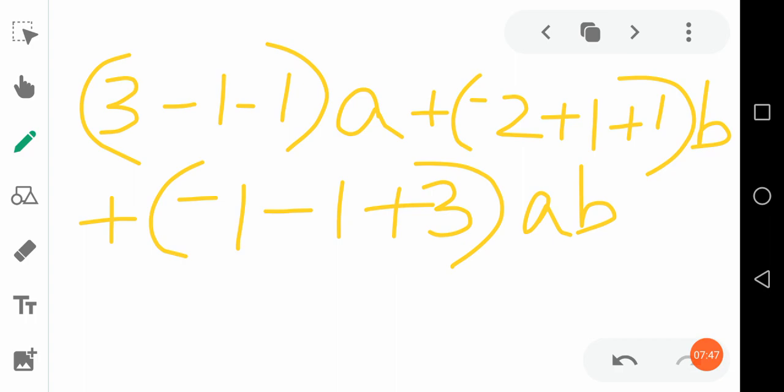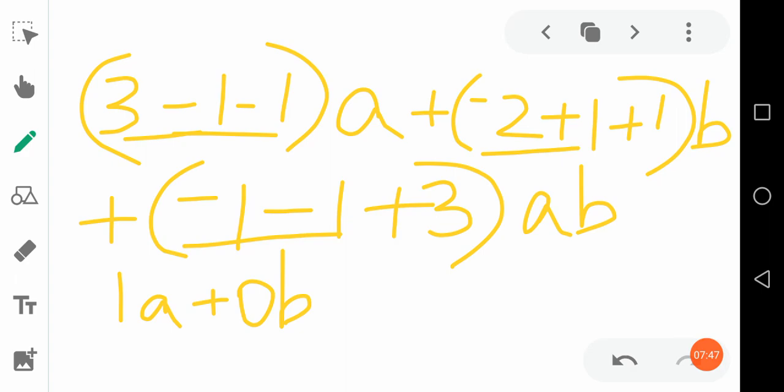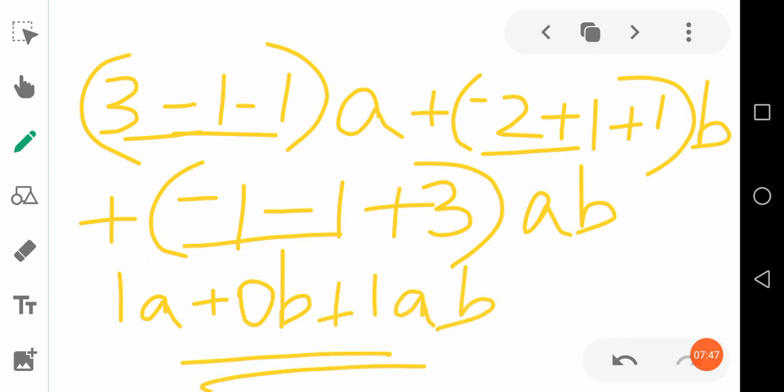Now simplify. 3 minus 1, 2. 2 minus 1, 1. So it is 1a. Minus 2 plus 1 minus 1. Minus 1 plus 1, 0. So it is 0b. Minus 1 minus 1 minus 2. Minus 2 plus 3 plus 1, 8. So this is the final answer. Clear? Any doubt?